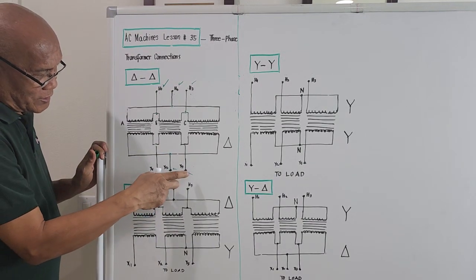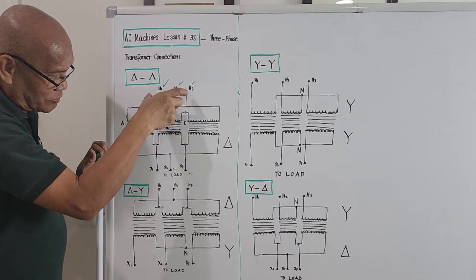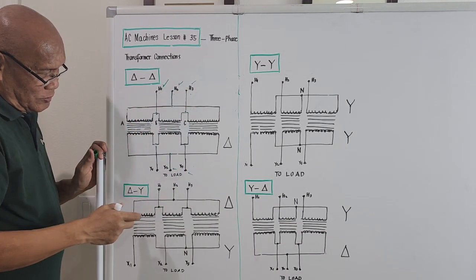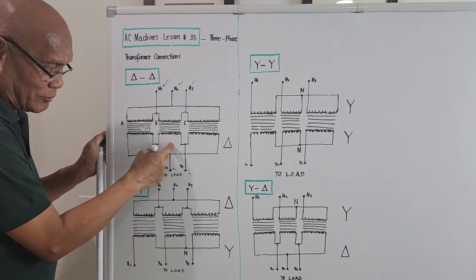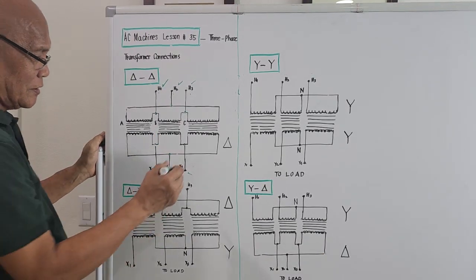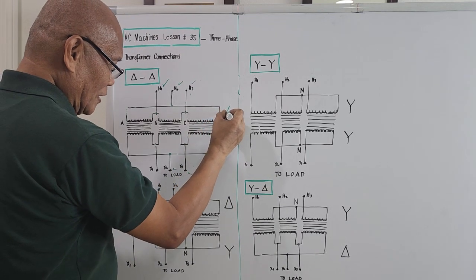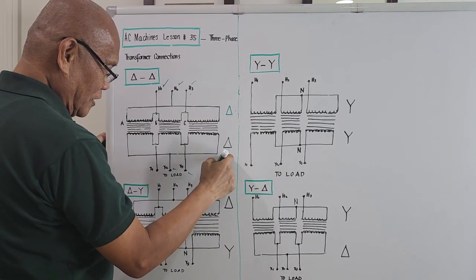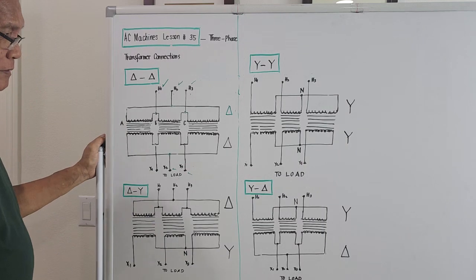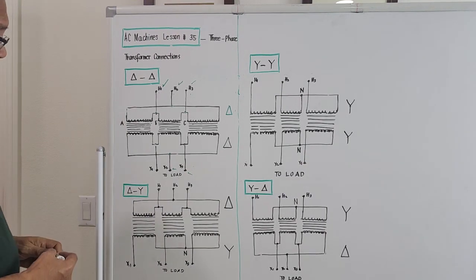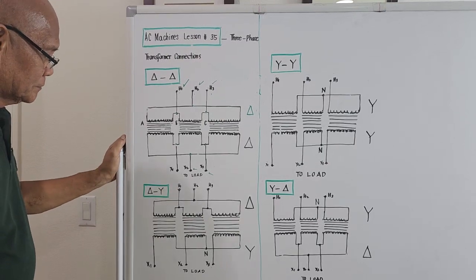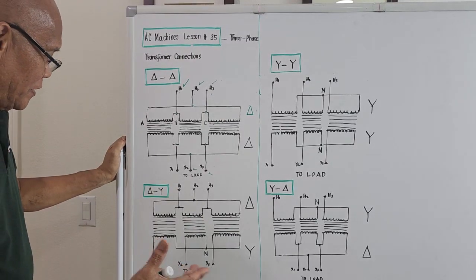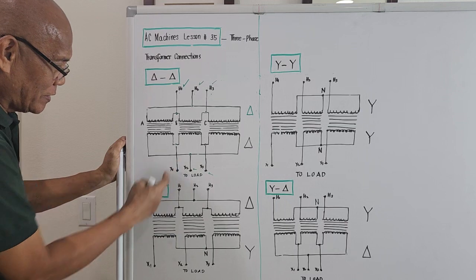So there are 3 lines on the secondary, 3 lines on the primary. So for a delta, this should be the connection. This is the actual connection. Okay, this is delta. Delta on the primary, delta on the secondary. Right? Next one. The next connection will be delta to Y.